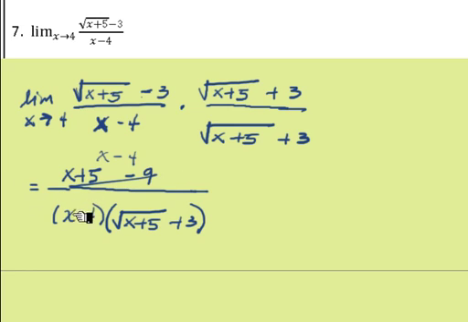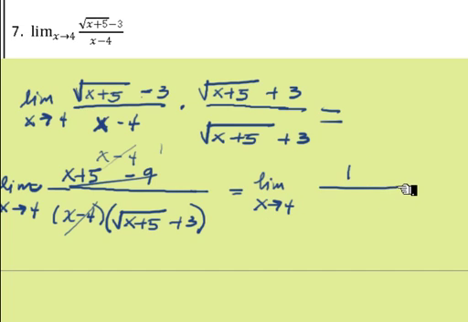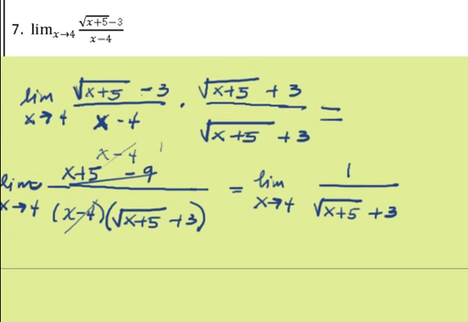All right, so now we can cancel this x minus 4 with this x minus 4. Let me just write limit in front here. Limit as x goes to 4. So we are left with the limit as x goes to 4 of 1 over square root x plus 5 plus 3. Now 4 is not a 0 of this denominator, so now we can just substitute in 4.